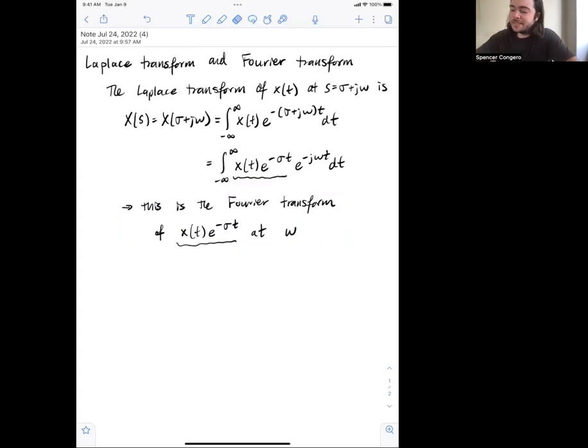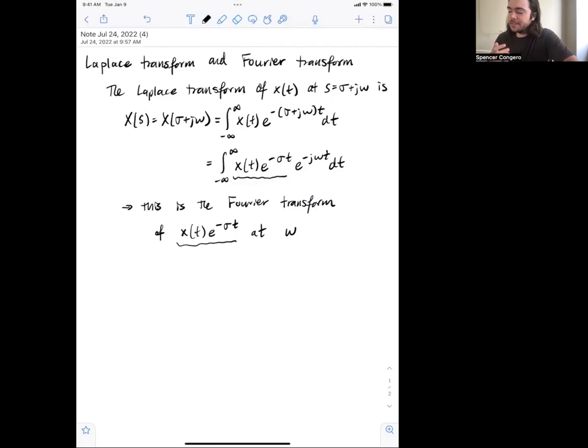In the previous video, we said, what if sigma is 0? If sigma is 0, then we just get the Fourier transform of x of t at omega. So when I have my Laplace transform and sigma is 0, in other words x of j omega, that is exactly our Fourier transform. But this is what's happening more generally. This is the more general relationship between Laplace and Fourier.